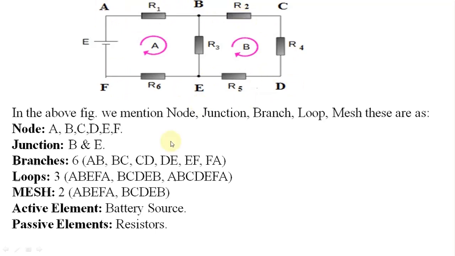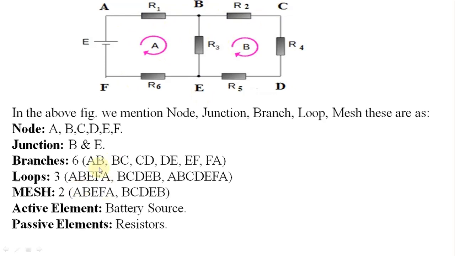Okay, so now if we talk about mesh, mesh is the most elementary form of loop which cannot be further divided. In this circuit we have 2 meshes, that is A, B, E, F, A and B, C, D, E, B. Unlike a loop, a mesh cannot be divided. There are only 2 meshes, that is A, B, E, F, A and B, C, D, E, B.